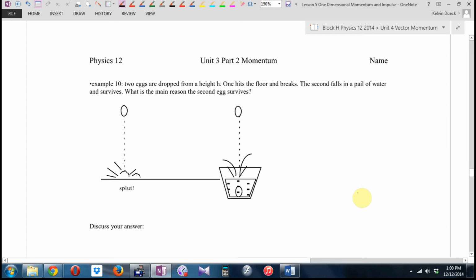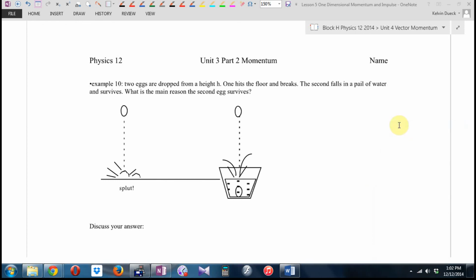Oh, a little thought experiment. 2 eggs are dropped from the same height. Let's call it H. One hits the floor and breaks, obviously. The second one falls into a pail of water and survives. What's the main reason, in terms of physics principles, that the second egg survives? Anybody know why? The time is bigger.